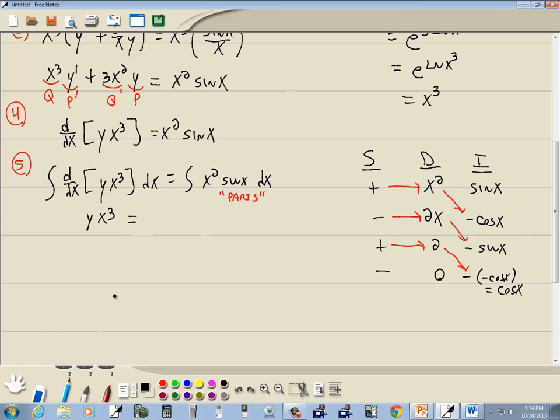And I don't think I have room to put it here, so let me skip down to here. And I got y x to the third equals positive x squared times negative cosine x gives us negative x squared cosine x. Then here we got a negative 2x times a negative sine x gives us a positive 2x sine x. And here's a positive 2 times a positive cosine, so that gives us a positive 2 cosine x plus c. That seems weird with sines, but yeah, I guess it does work out that way. Both those are positive.